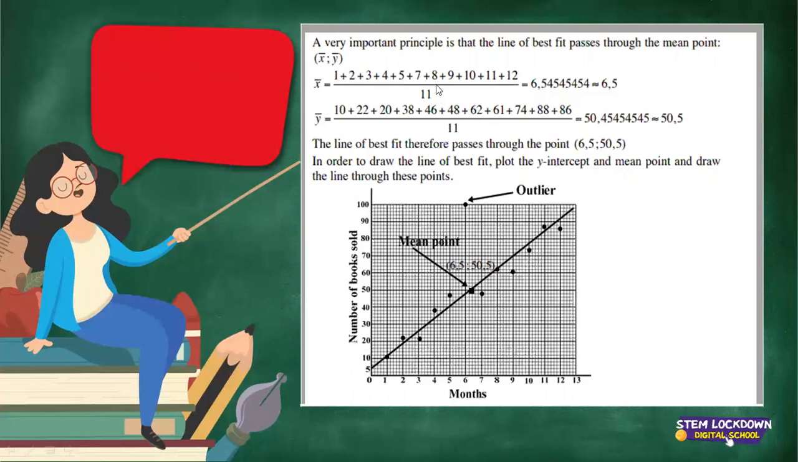But you are not going to add one of the months. One of the months will not be added. We're going to have 11 months. So why 11? Because there's an outlier. Remember, the outlier will not be included in our calculation. So we have 11 numbers added, divided by 11.